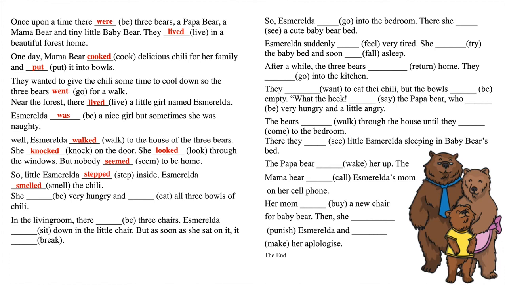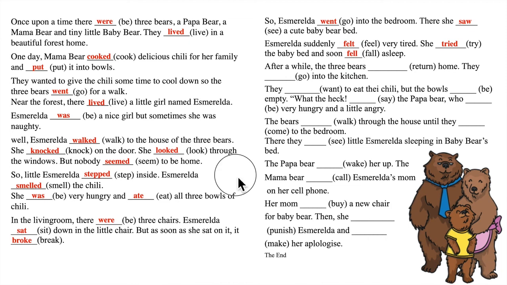Esmeralda smelled the chili. She was very hungry and ate all 3 bowls of chili. In the living room, there were 3 chairs. Esmeralda sat down in the little chair, but as soon as she sat on it, it broke. Esmeralda went into the bedroom. There she saw a cute little baby bear bed. Esmeralda suddenly felt very tired. She tried the baby bed and soon fell asleep.